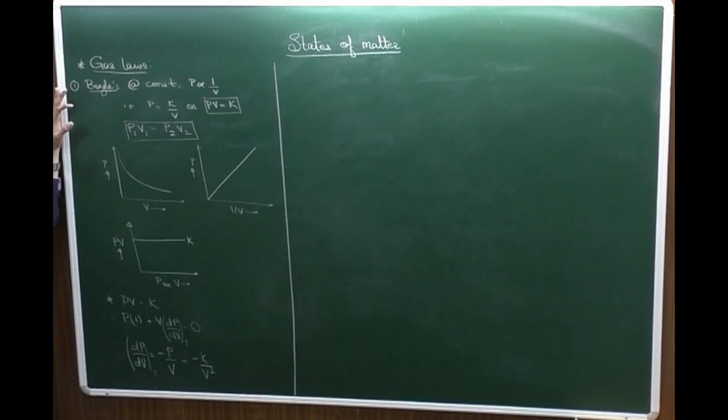Meaning in the options you can get dP by dV at constant temperature equal to minus P by V or minus K by V square. They are both valid expressions of Boyle's law. That's important. Clear?